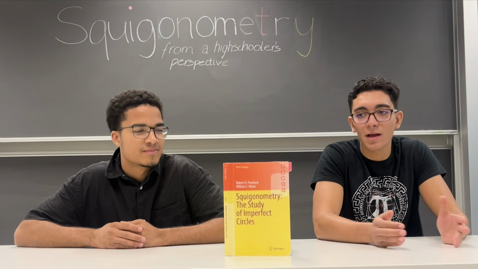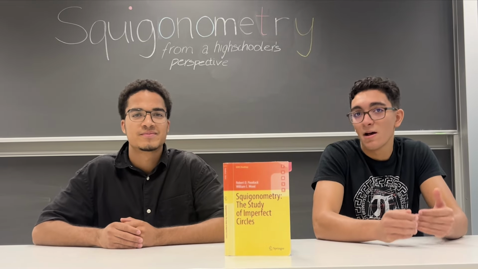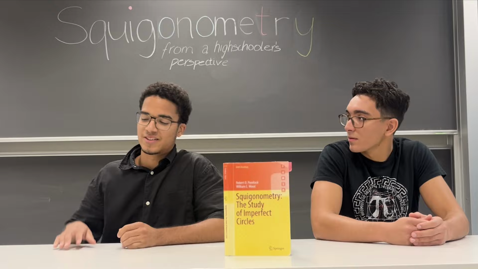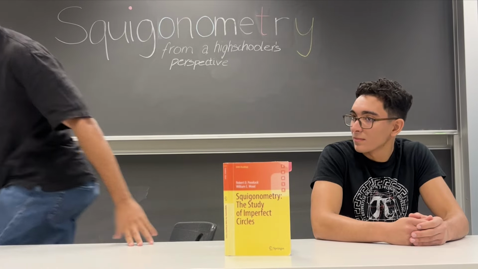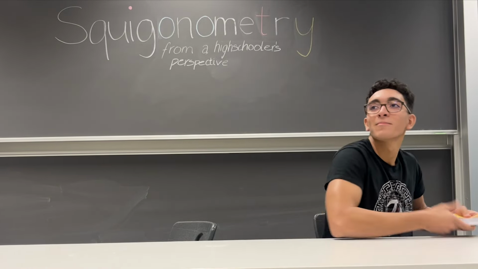Basically, it's a summary about the most important concepts from this book by William Wood and Robert Project about the study of imperfect circles. Let's not talk too much about it and get straight into it. Exactly. Let's do it.